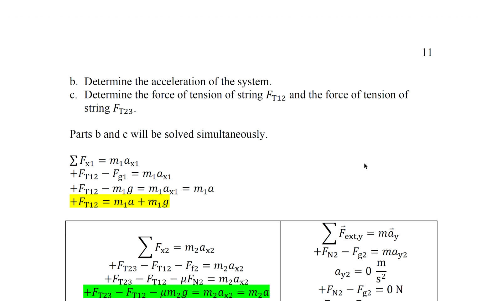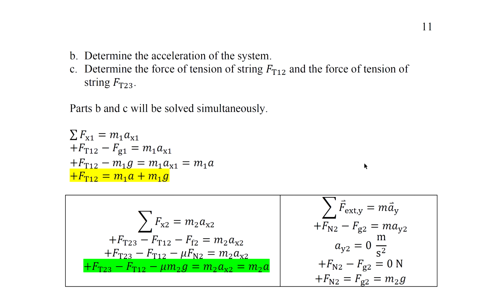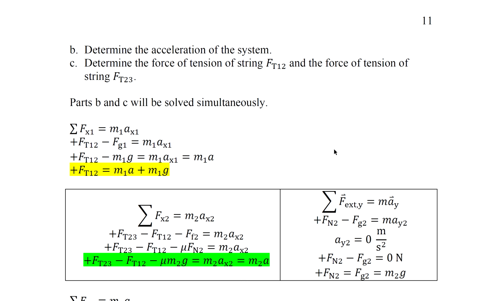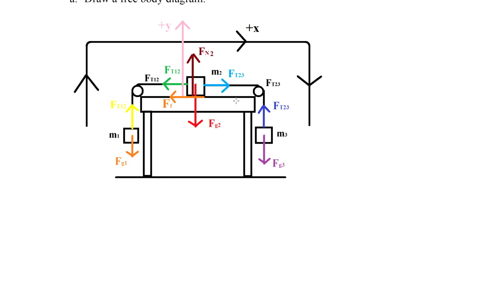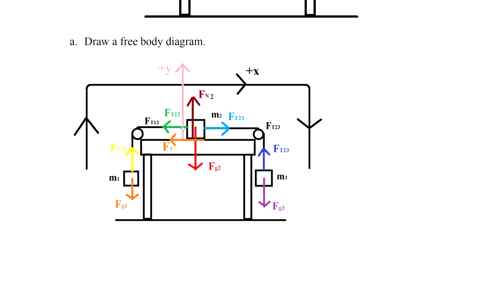Part B, determine the acceleration of the system. So parts B and C will be solved simultaneously because part C wants us to find force of tension 1,2 and force of tension 2,3. Force of tension 1,2 is the force of tension on the string which connects mass 1 and mass 2. Force of tension 2,3 is the string which connects mass 2 and mass 3.